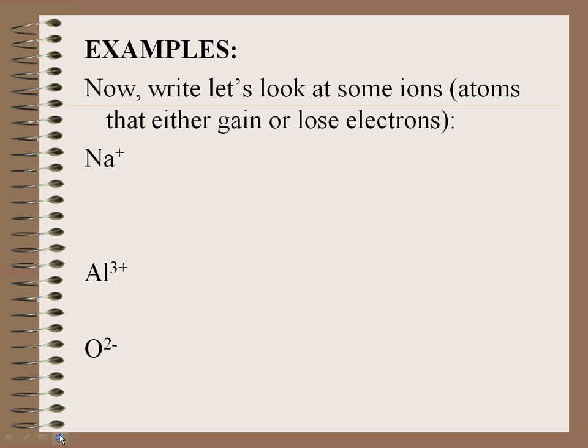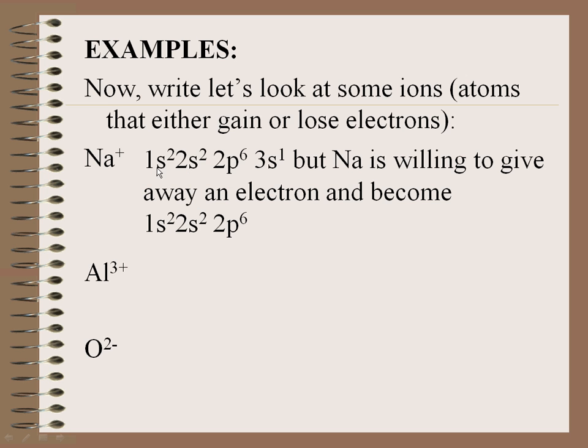All right, now let's look at some ions, and those would be elements that either gain or lose electrons. So if I look at sodium, we just did this one, 1s2, 2s2, 2p6, 3s1, but sodium is willing to give away 1 electron, so that one goes away, and all I'm left with is that right there. So my sodium ion has a +1 charge. That means it's missing 1 electron. It should have 11. It's missing 1, so that means it has 10. If I check, 2 and 2 is 4, and 6 more is 10, so I know that's correct.